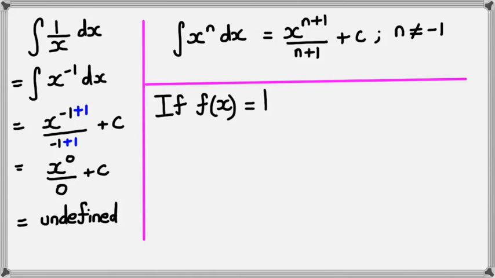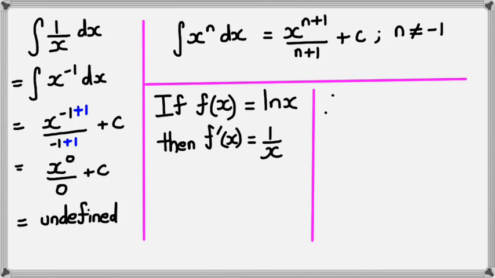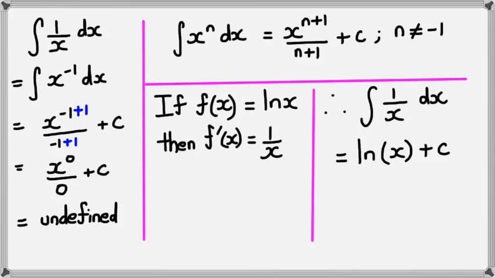We know that if f of x is ln of x, then f dash of x is actually 1 over x. So that means if we have the integral of 1 over x dx, the only thing that we can really do is that it will be ln of x plus c. So anytime you see x to the power of 1 in the denominator, you know that that's going to be integrated to ln of x. Alright, let's have a look at a couple of examples to get going.